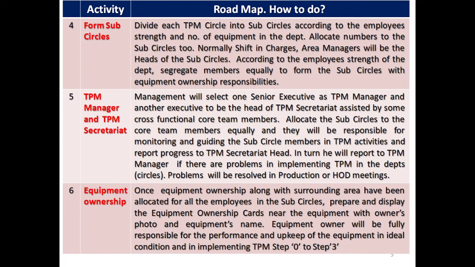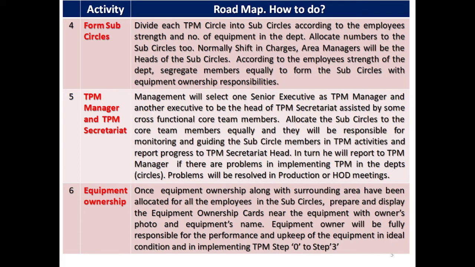Next, form subcircles. Divide each TPM circle into subcircles according to the employee strength and number of equipment in the department. Allocate numbers to the subcircles too. Normal shift in-charges and department area managers will be the heads of the subcircles. According to the employee strength of the department, segregate members equally to form the subcircles with equipment ownership responsibility.